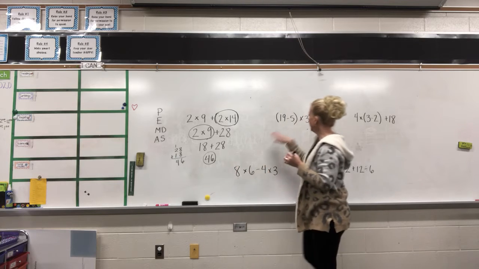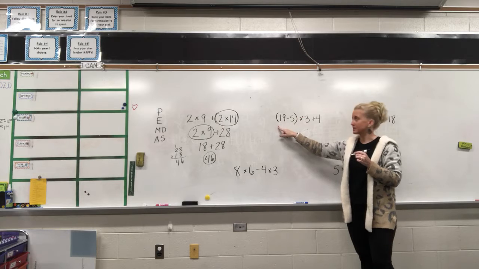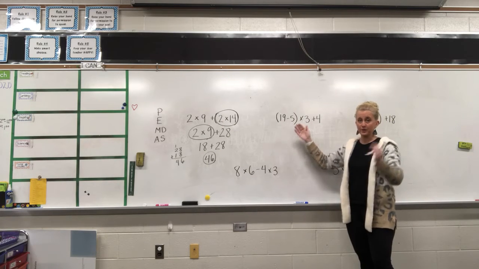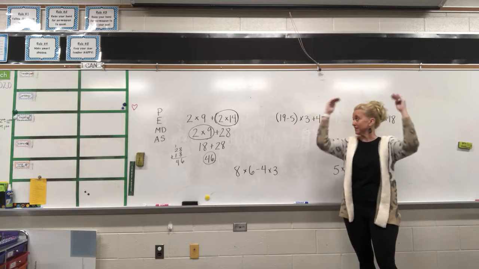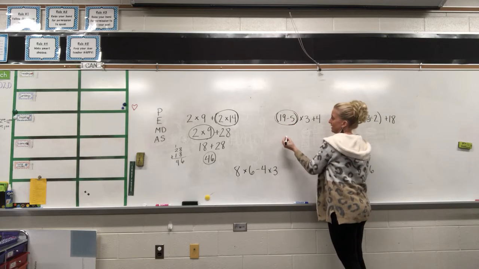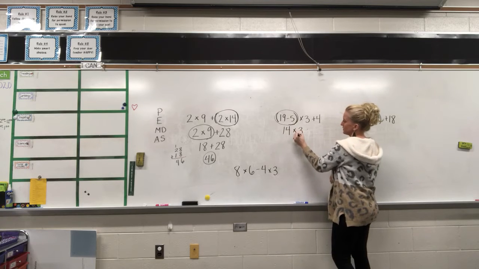Okay, then going across the board next, 19 take away 5 in parentheses times 3 plus 4. Again, I see parentheses right away. Parentheses mean do me first. So I'm going to do 19 minus 5 first. That gives me 14. That leaves me with times 3 plus 4.